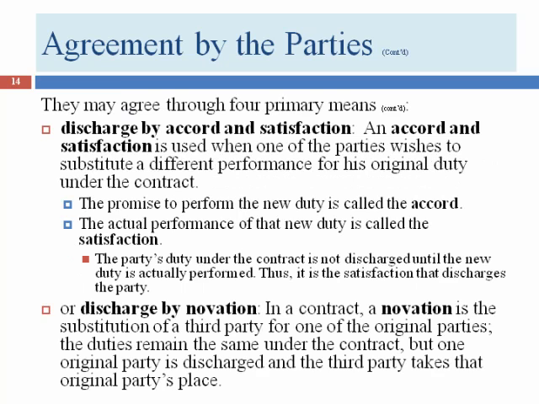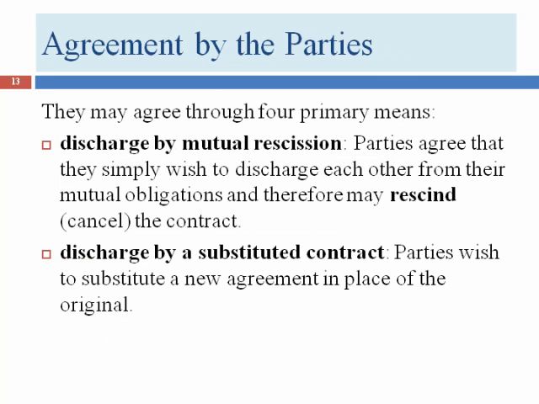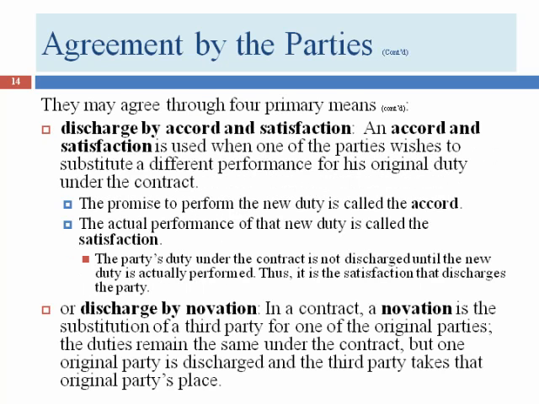discharged by a substituted contract and discharged by accord and satisfaction. You do need to know the term accord and satisfaction. It's an important one, and we'll talk more about that as we go forward in this paragraph. So you do need to know what an accord is and what a satisfaction is. And you can see you need to have both when you have a discharge by accord and satisfaction. But it's very close to a discharge by a substituted contract.